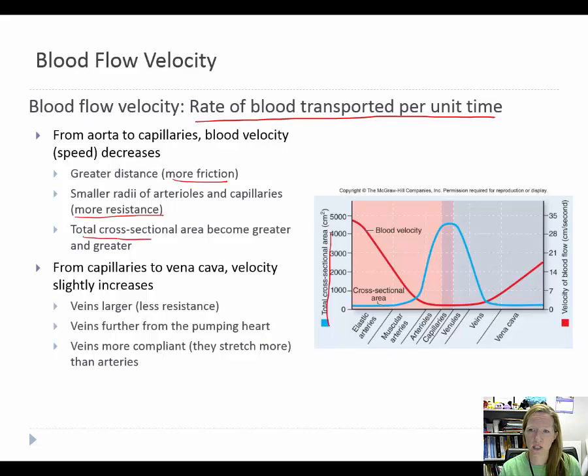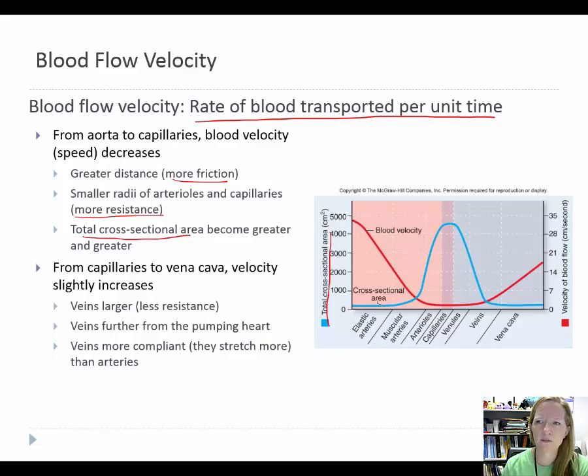But look at that. There's that cross-sectional area. It becomes greater and greater. That's kind of what we want in the capillaries, though. We want blood to slow down in the capillaries because we want to have time for exchange of fluids and substances. So it makes sense, right?